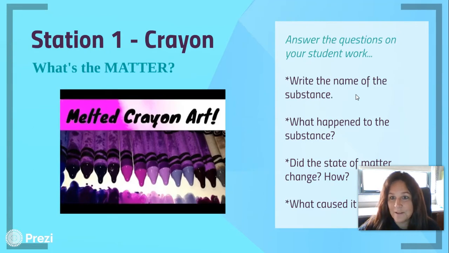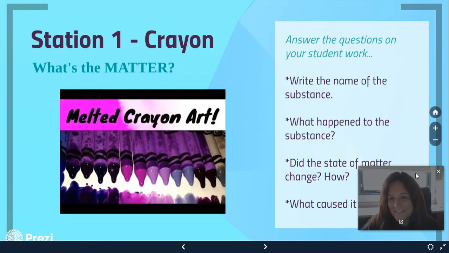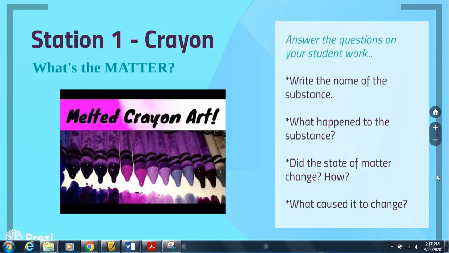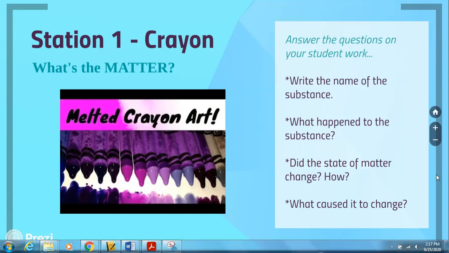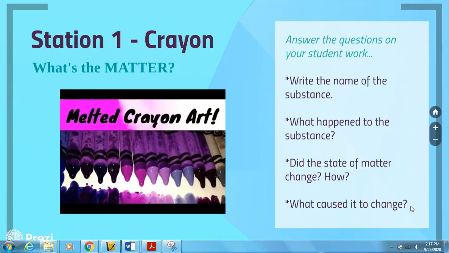What happened to the substance? So you're going to explain what happened in this video to that substance. And you are also going to explain how the state of matter changed. We already talked about the fact that it definitely did. And then you're going to answer the question, how? And then what caused it to change? So I'd like you to please hit pause, answer these questions in your notebook, and then come on back.